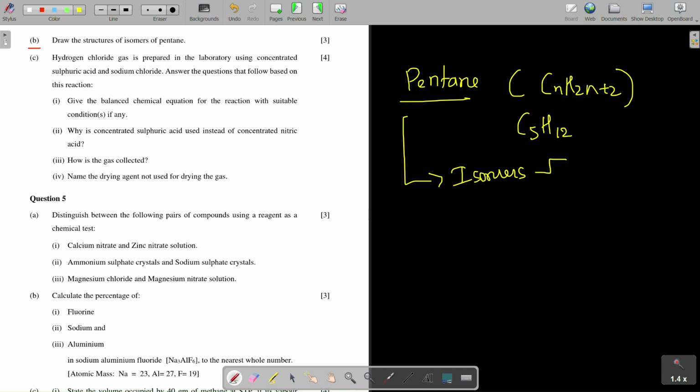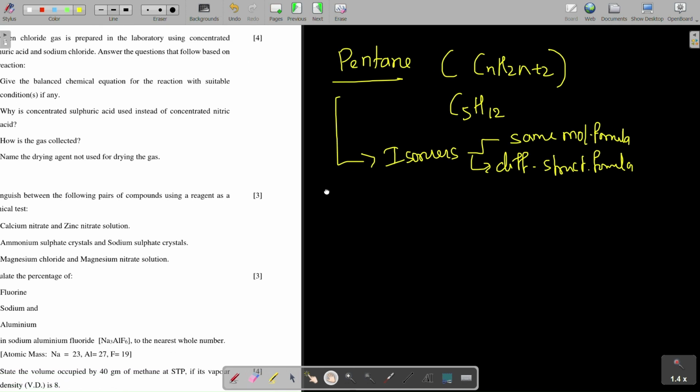Isomers are those which have the same molecular formula but different structural formula. Okay, so therefore it is for 3 marks, which means you have to guess that there will be 3 structures.